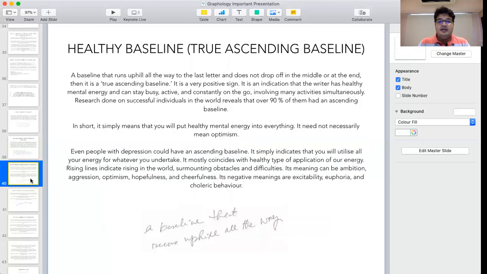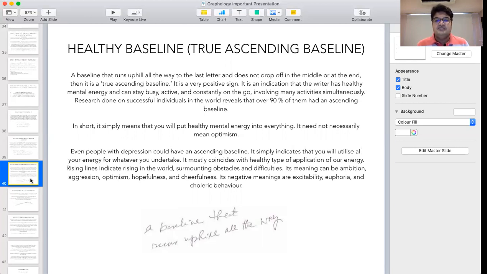All right. Now let's talk about a healthy baseline. That's a true ascending baseline that is going upwards. So a baseline that runs uphill all the way to the last letter and does not drop off in the middle or at the end, then it is a true ascending baseline. It is a very positive sign. It is an indication that the writer has healthy mental energy and can stay busy, active, and constantly on the go, involving many activities simultaneously.